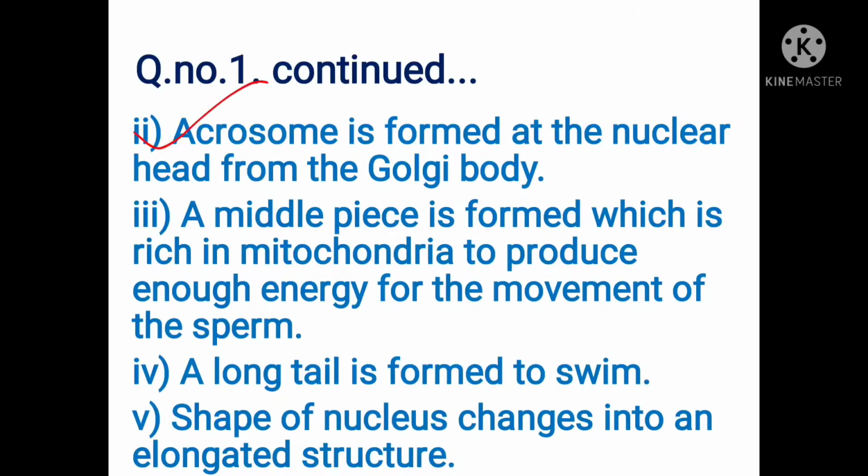Number 2. Acrosome is formed at the nuclear head from the Golgi complex or body. Number 3. A middle piece is formed which is rich in mitochondria to produce enough energy for the movement of the sperm. Number 4. A long tail is formed to swim. And number 5. Shape of nucleus changes into an elongated structure.